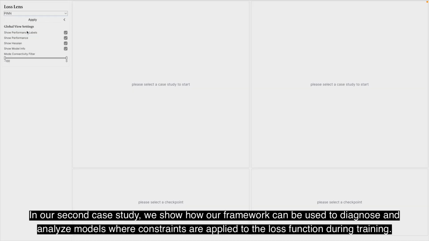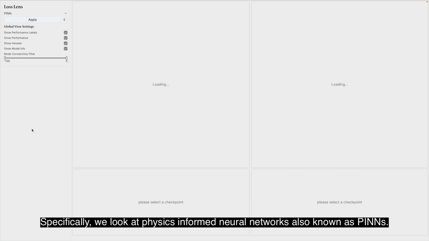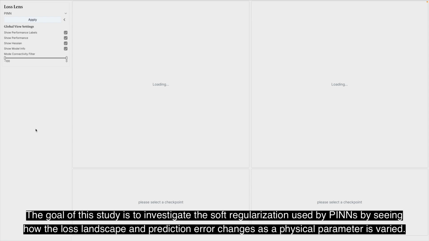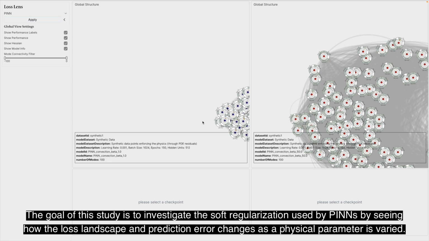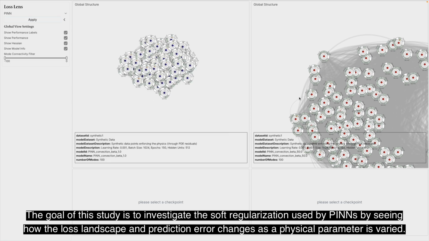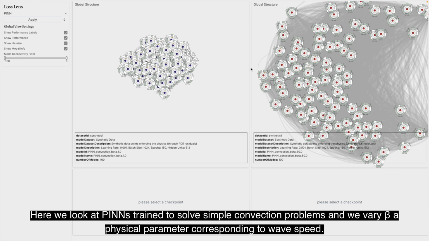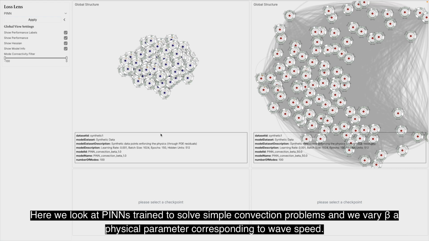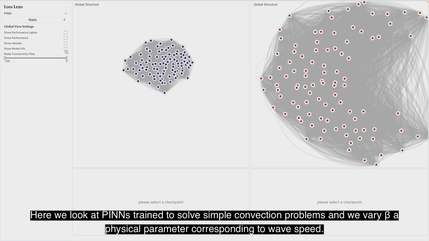In our second case study, we show how our framework can be used to diagnose and analyze models where constraints are applied to the loss function during training. Specifically, we look at physics-informed neural networks, also known as PINNs. The goal of this study is to investigate the soft regularization used by PINNs by seeing how the loss landscape and prediction error changes as a physical parameter is varied. Here we look at PINNs trained to solve simple convection problems, and we vary beta, a physical parameter corresponding to wave speed.